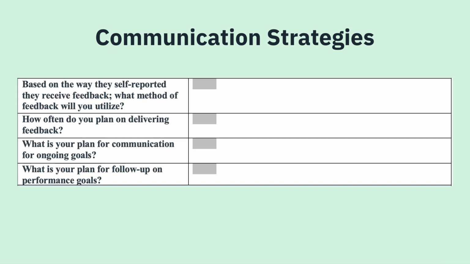The next section is going to be communication strategies. So in this section, you will compare their staff profile to determine what they reported was the best way that they receive feedback and the method that you will then utilize. This will allow you to determine if and what adjustments to your feedback style might be made based on their profile. Next, you'll think through the frequency in which feedback will be given and your plan for when the supervisee has ongoing goals, including your follow-up plan on their performance goals.